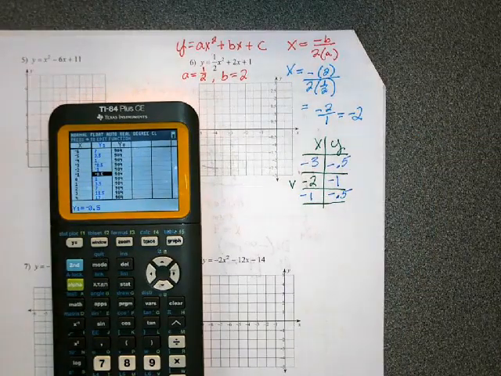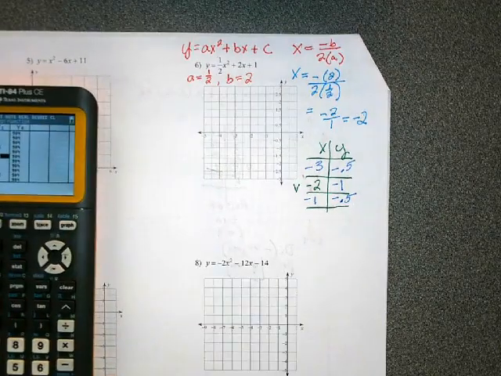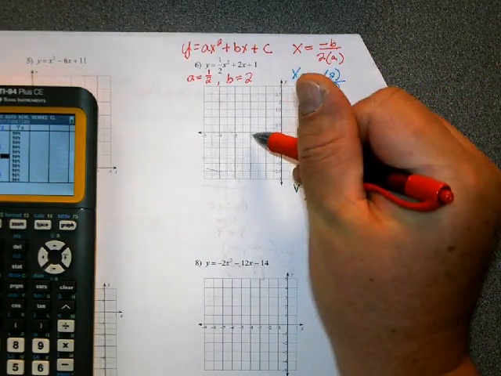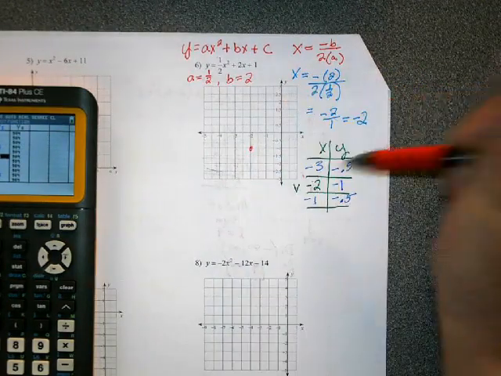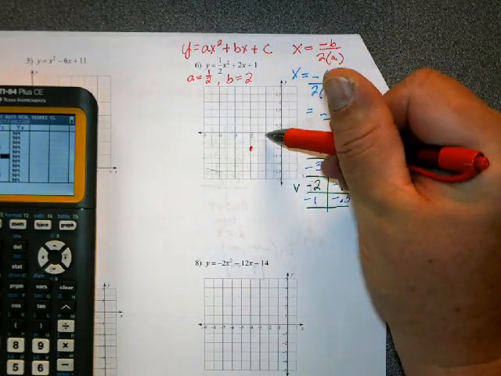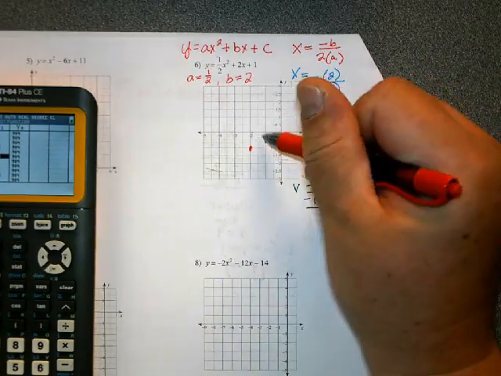Okay, let's go ahead and plot those. My vertex, -2, -1. So you have -1, -0.5, and then -3, -0.5, and there's my parabola.